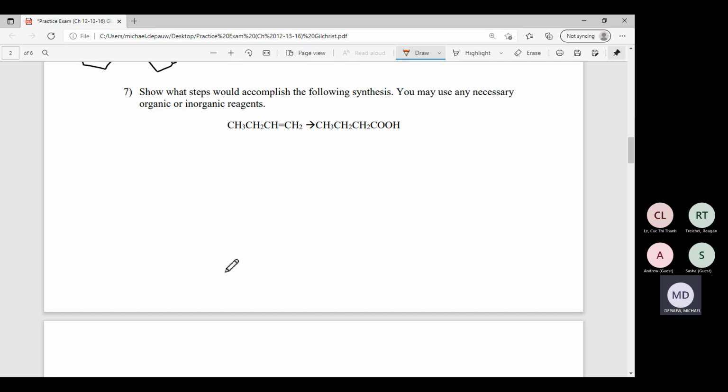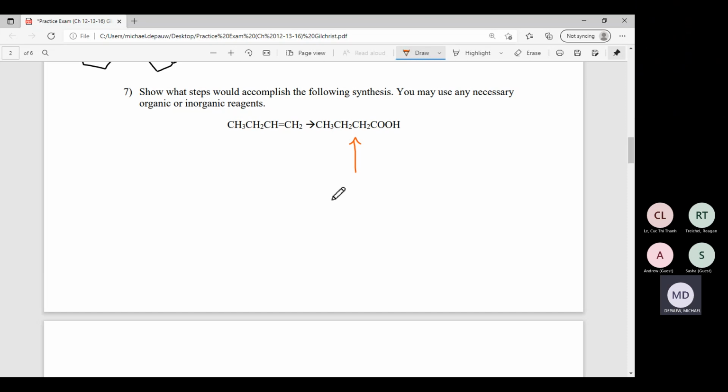Now, number 7 says, show what steps would accomplish the following synthesis. And you may use any necessary organic or inorganic reagents that you would like to use. In this case, there's a couple of different things you could do here. But truthfully speaking, the easiest thing I think to do would be to do backwards design. How could I get this? How could I get a carboxylic acid?